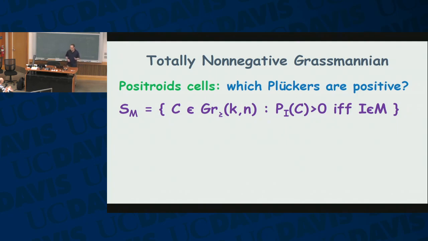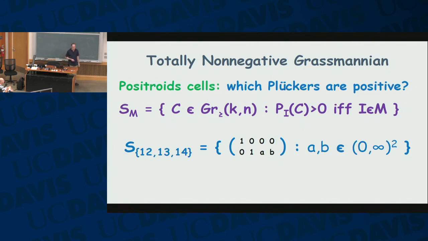Now you can partition the totally non-negative Grassmannian into what are called positroid cells, which are determined by which Pluckers are strictly positive and which Pluckers are zero. So we denote them by S_M, where M is a list of those that are strictly positive. Here's an example. Let's say that we want 1,2, 1,3, and 1,4 to be strictly positive, and 2,3, 2,4, and 3,4 to be 0.